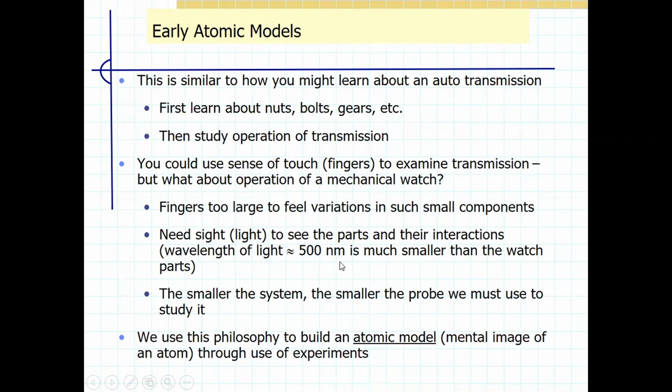The wavelength of light becomes important, and we know that the wavelength of visible light is of the order of 500 nanometers, and it is much smaller than the parts of a watch, so the parts of a watch can be seen. The smaller the system, the smaller the probe we need, and as the system goes smaller, the probe should be smaller still. So atomic models need some image or a mental image, and we must have experiments through which we can see what an atom is.